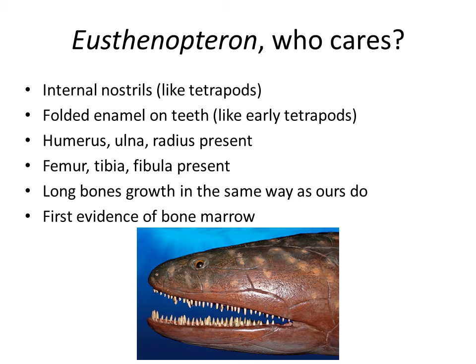You have internal nostrils. They have folded enamel on teeth, like early tetrapods. They have this very characteristic group of bones, the humerus, the ulna, and the radius. They also have femur, tibia, and fibula, right? So they're lobe fins in the very real sense of the word.